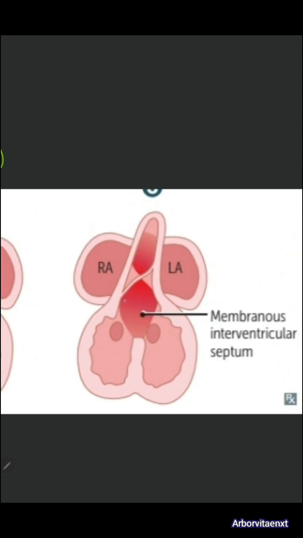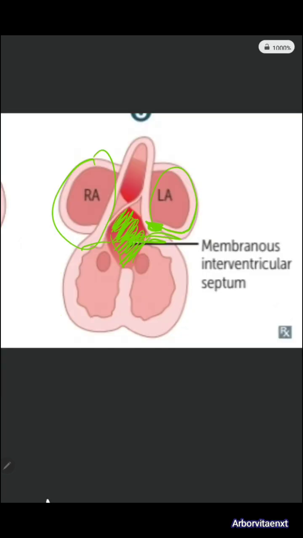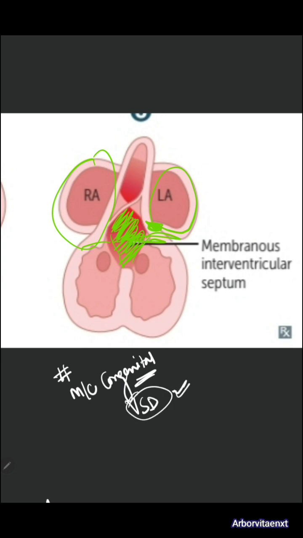So you can see here it has formed the membranous interventricular septum, and there is another structure we have discussed before, that is the endocardial cushions. These endocardial cushions will grow and separate the atria from the ventricles, and they will also contribute to the membranous septum, as we have discussed in previous slides. Clinically, what we must know is that the most common congenital cardiac anomaly is the ventricular septal defect, and it occurs in the membranous interventricular septum area.